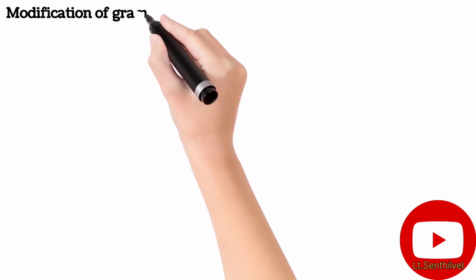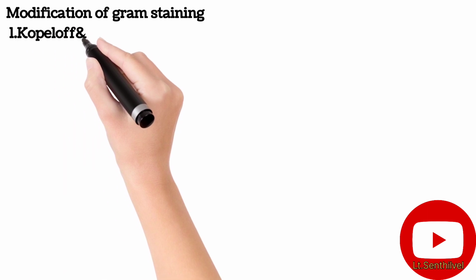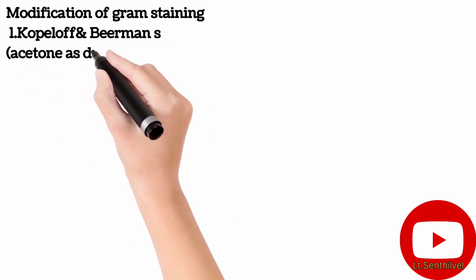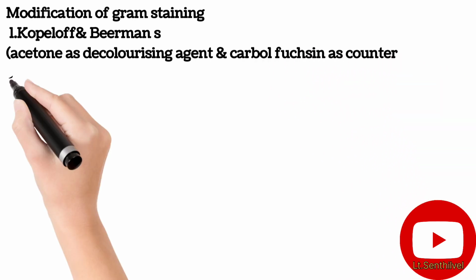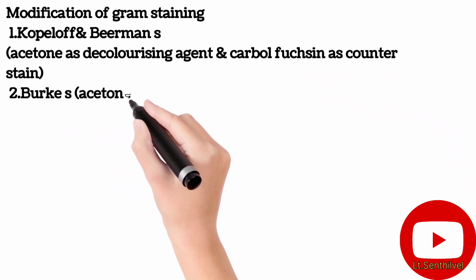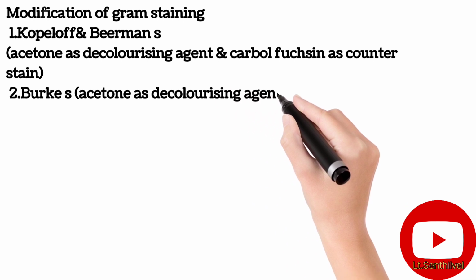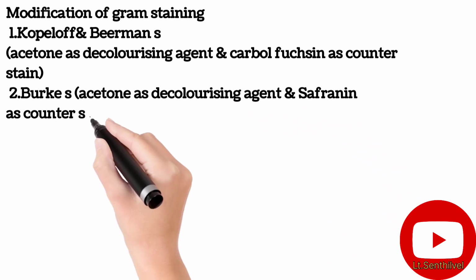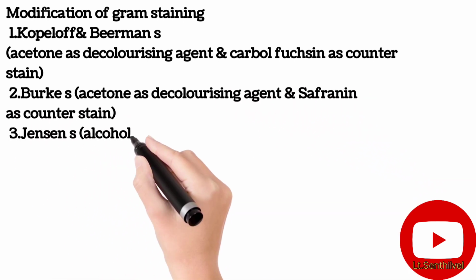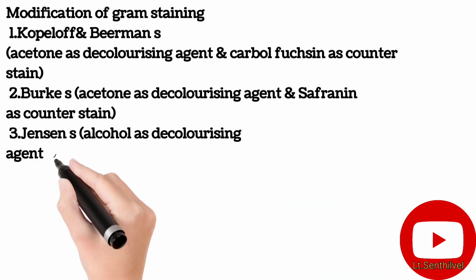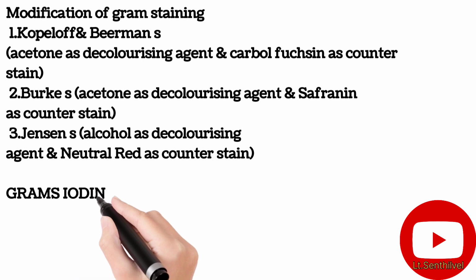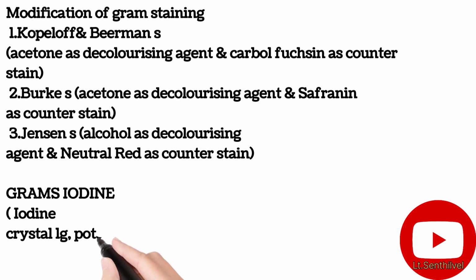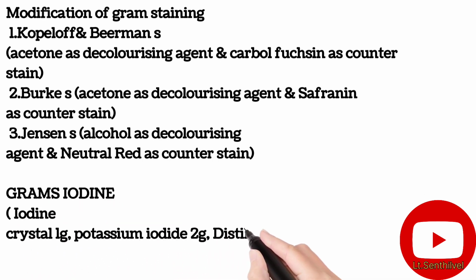Modification of gram staining. 1. Kopeloff and Beerman's: acetone is the decolorizing agent and carbol fuchsin is the counter stain. 2. Burke's: acetone is the decolorizing agent and safranin is the counter stain. 3. Jensen's: alcohol is the decolorizing agent and neutral red is the counter stain. Gram's iodine: iodine crystals 1 gram, potassium iodide 2 grams, distilled water.